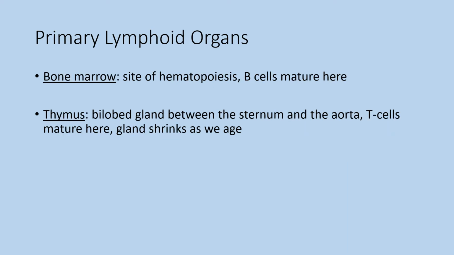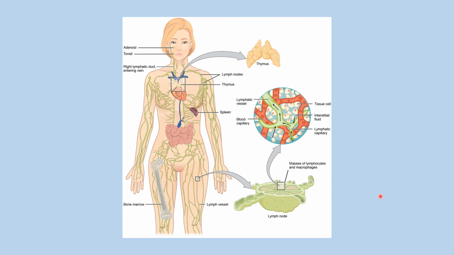So your primary lymphoid organs are the bone marrow, because that's the site of hemopoiesis, where you're producing these stem cells, and that's also where the B cells mature. And then the thymus. That is a bilobed gland. It's between the sternum and the aorta. The T cells mature here. This is a gland that starts out large at birth and it shrinks as you get older. And so, once again, this is showing right here the location of the thymus, and then it's enlarged over here.